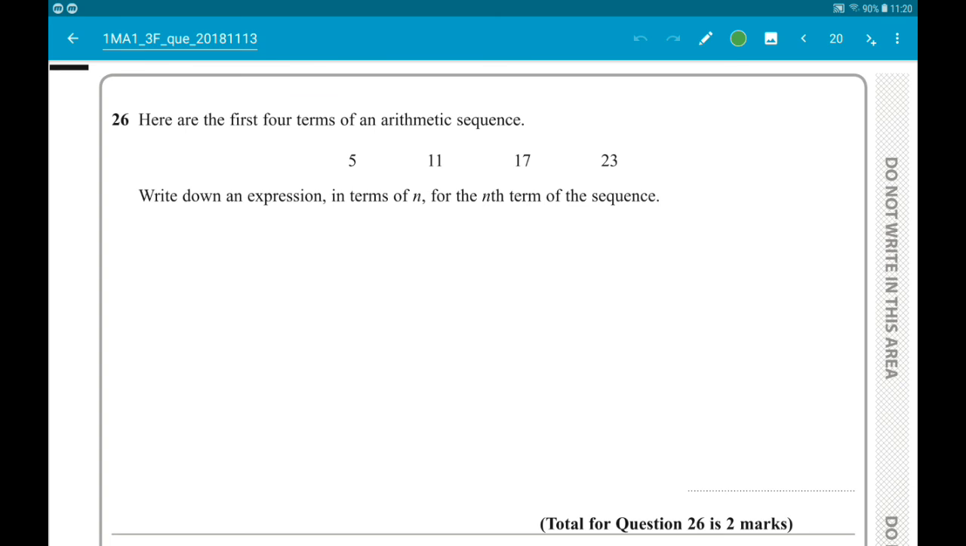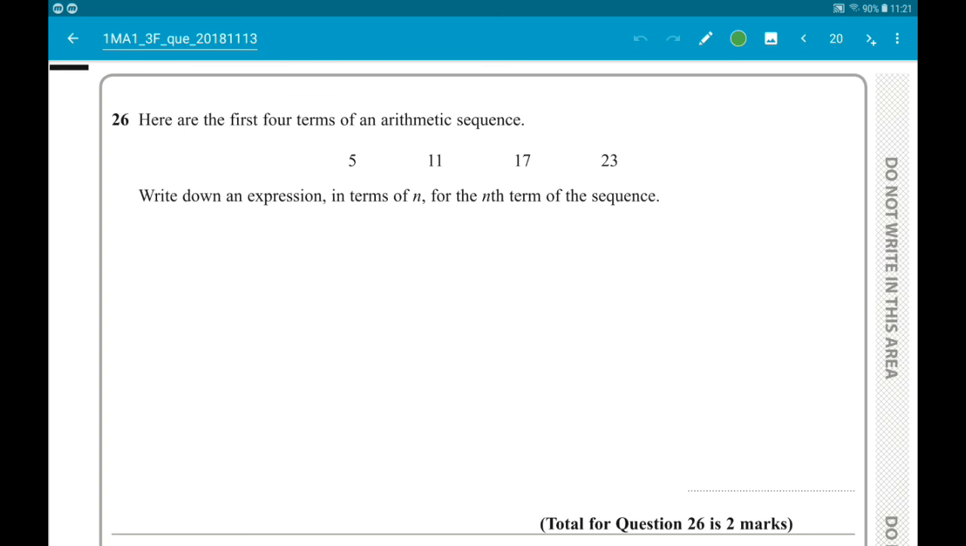Day number 26, final question. We have a sequence, so my sequences playlist is down below. So here are the first 4 terms of an arithmetic sequence. All that arithmetic means is we add the same amount each time. So our sequence is 5, 11, 17, 23. Write down an expression in terms of n for the nth term of the sequence.